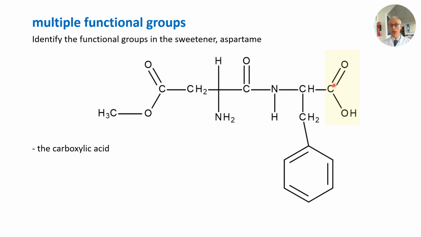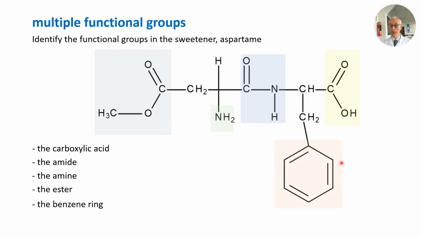We have, of course, the carboxylic acid. We have an amide. The amide, that's in fact a secondary amide, but we have an amide. We have an amine. We have an ester. And let's not forget, we've also got a benzene ring. So within aspartame, we've got 5 different functional groups, all of which will show their particular reactions.